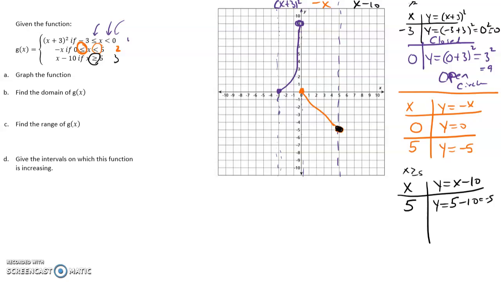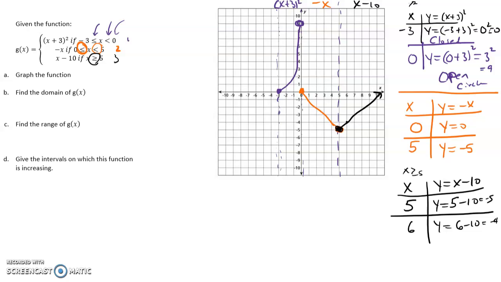The last one left it open, but since this graph picks up at the exact same spot, we're going to fill that circle in. And now we'll pick another point bigger than 5. How about 6? We get y is equal to 6 minus 10, which is negative 4. So I'm going to plot the point (6, -4) on the graph right here. Now we're ready to continue that graph this way.